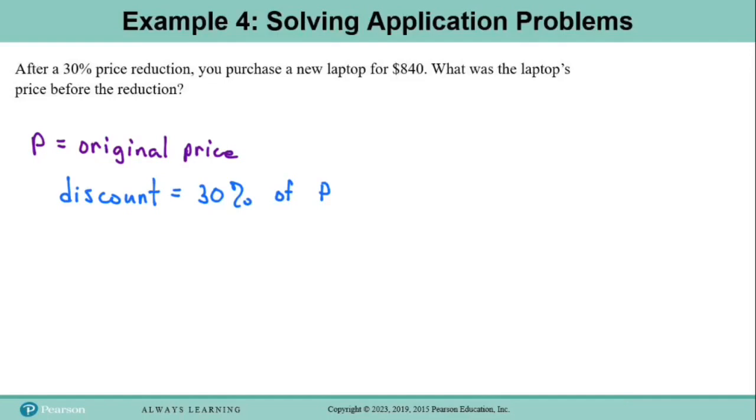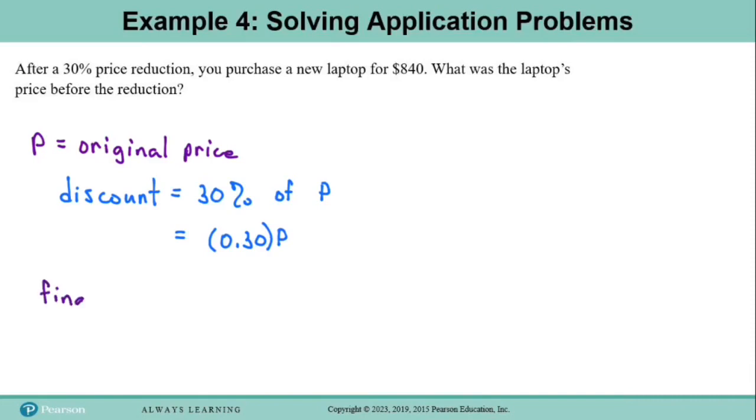Now we're going to talk about this a lot more in another section, but anytime you want to do a calculation where you've got a percent symbol, you've got to convert that percent into decimal form. So 30% is 30 hundredths, or we would write that as 0.30. So 30% of P is going to be calculated as 30% times P, and so that's our discount.